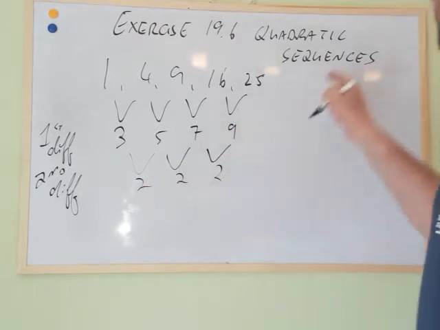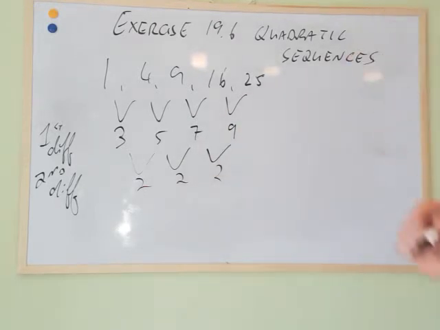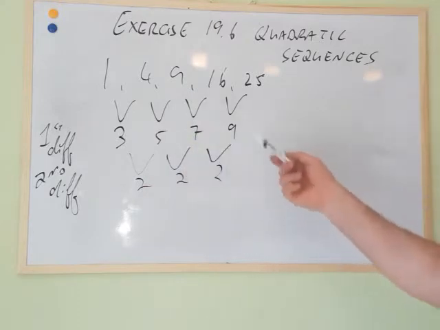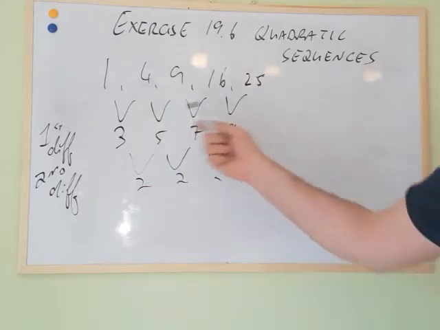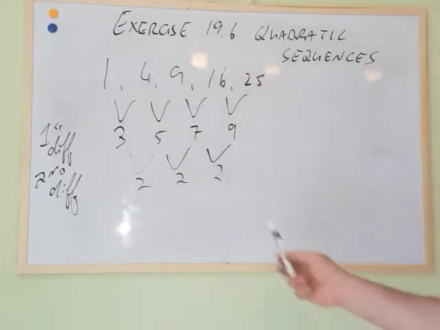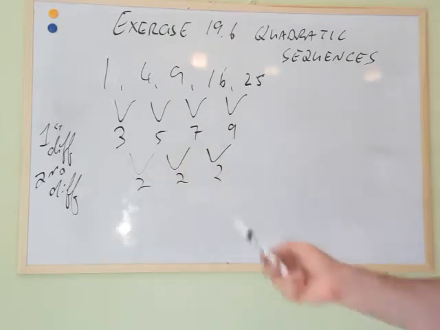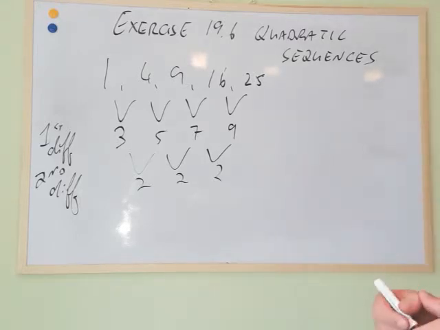And if the second difference is the same, it is a quadratic sequence. Okay, so that is how you prove if a sequence is a quadratic sequence or not. You find your first difference, the difference between any two numbers, see if it's the same. If it's not, you see if the second difference between any two numbers is the same. Okay, so that's how you get a quadratic sequence.